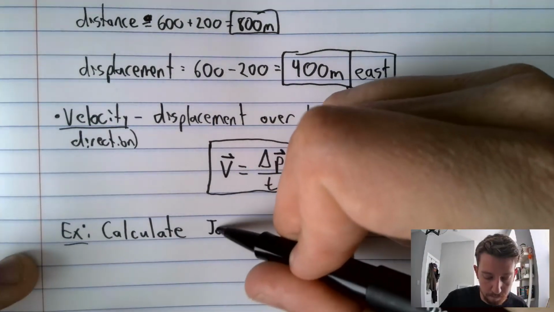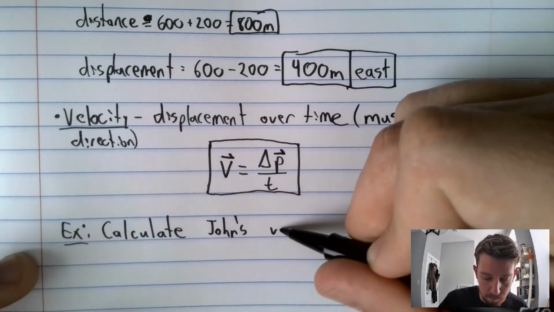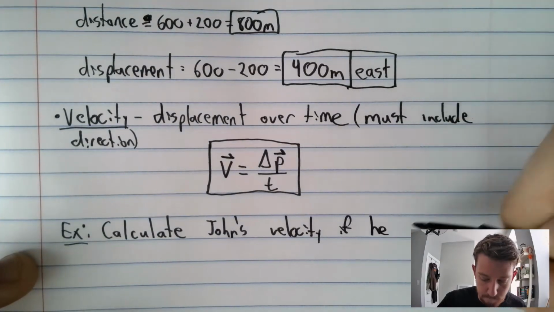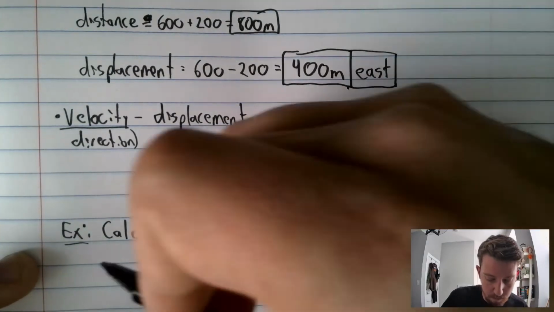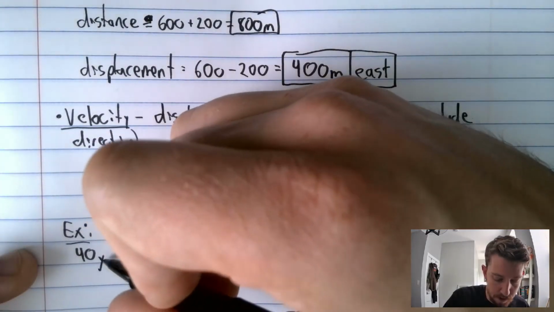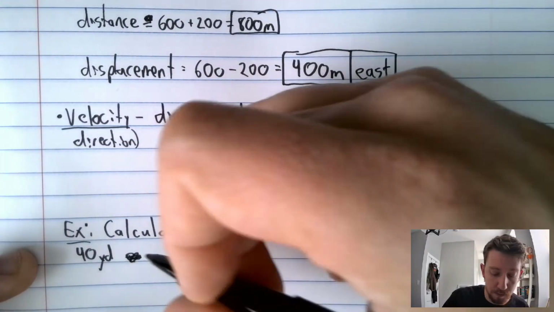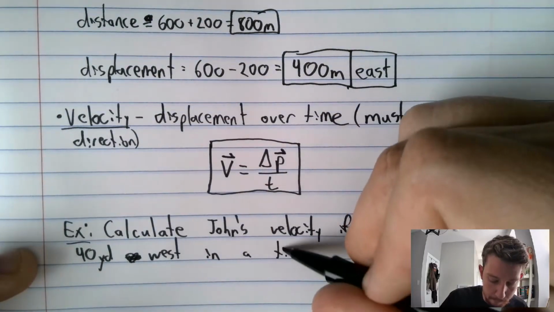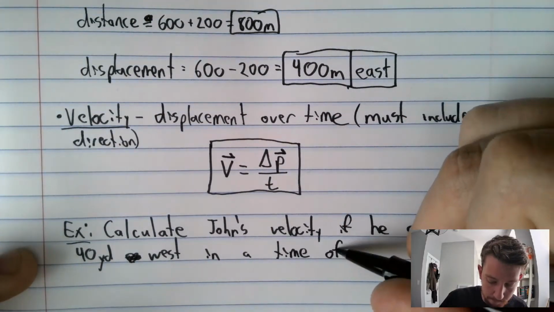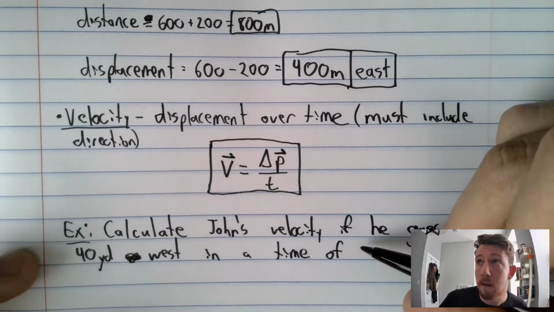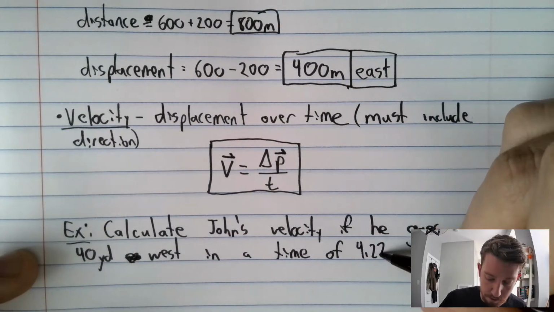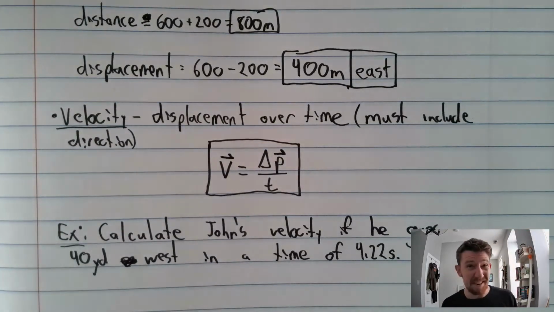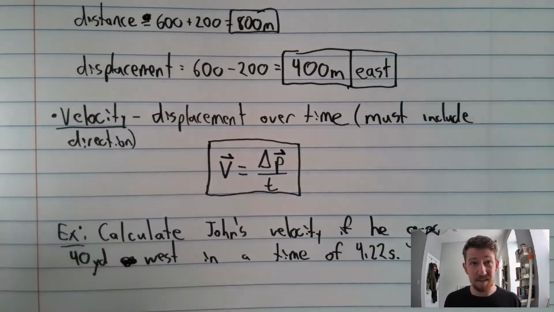Calculate John's velocity if he goes 40 yards west in a time of 4.22 seconds. Something I left out is our units.